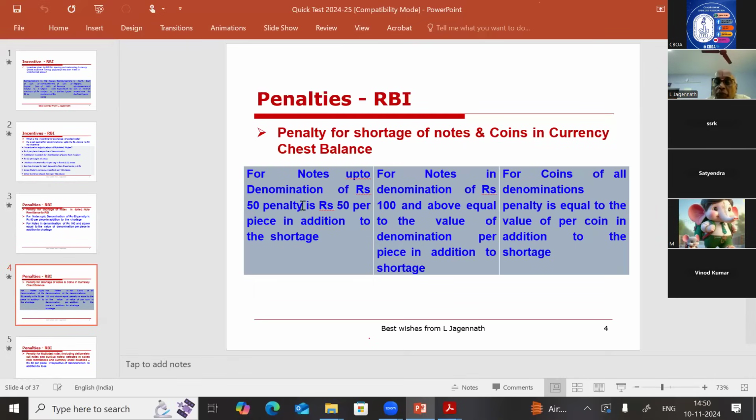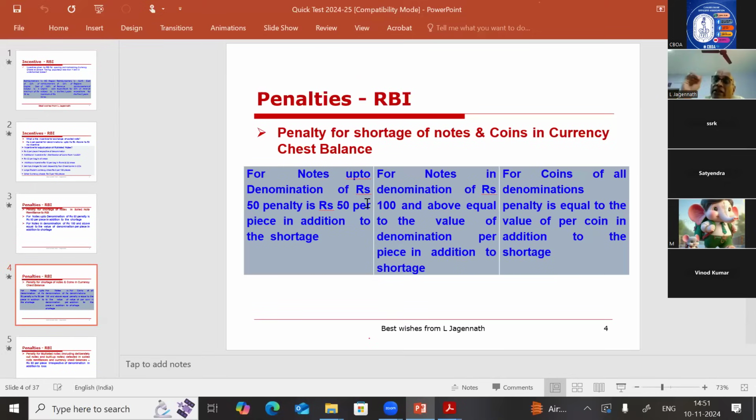Up to denomination of rupees 100, the penalty is rupees 50 per piece in addition to the shortage. Here also, for denomination of 100 and above, the penalty is equivalent to the denomination plus the shortage, whatever the value: 100 plus 100. The same thing we saw there also.